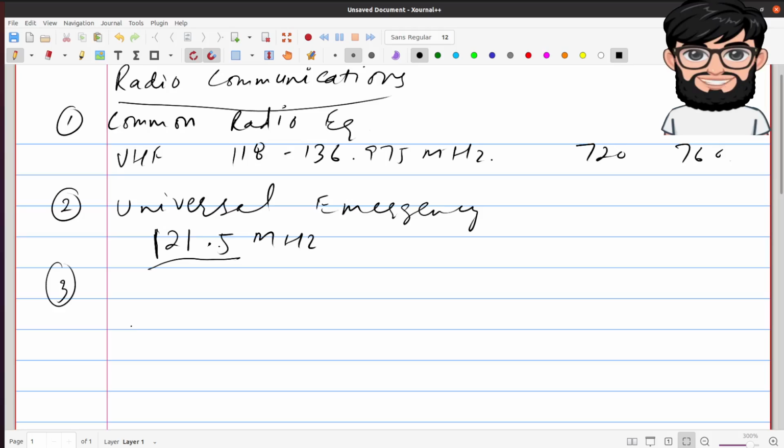And what frequencies are used by the ground control? Normally they use 121.6 to 121.9 megahertz.